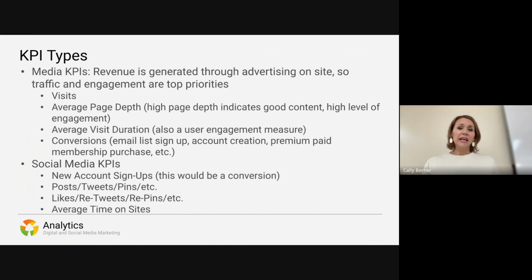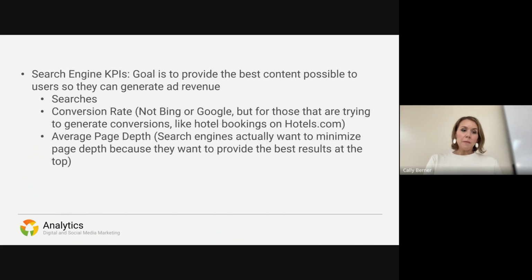Maybe they're repinning it if we're on Pinterest. Maybe they're retweeting it if we're on X, which would be just reposting, but it's hard to get rid of the word tweet, or reposting some of our content. Are they liking it, or are they sharing it? And then are they spending a lot of time on our site and with us through social media?